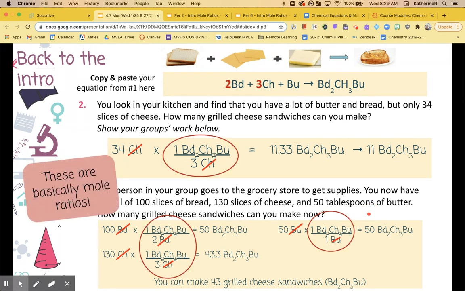So if you did the intro, or just kind of looked through it, if you did it using dimensional analysis, which probably you didn't, you can actually kind of see that these are basically mole ratios in our introduction. You're thinking about the relationship between reactants and products.